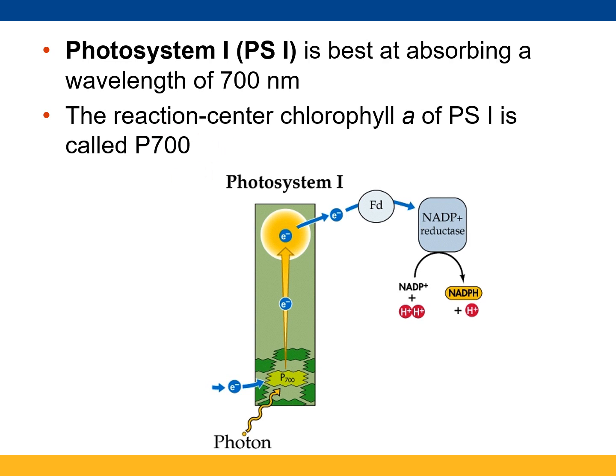So P700 is what we call this one, but it's almost identical. The main difference is the wavelength of light and where the electrons are handed off to.